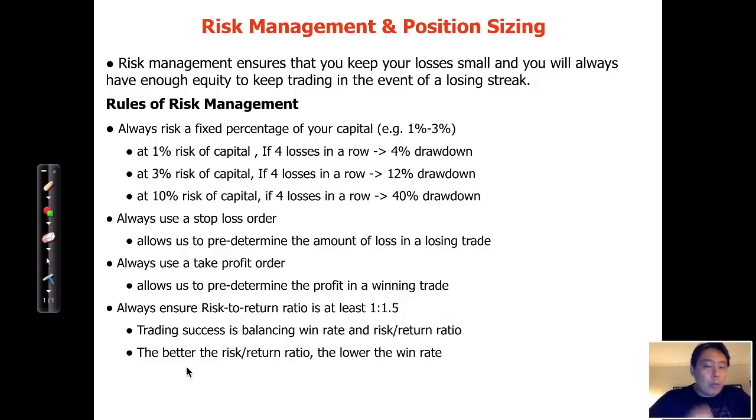Okay. So again, remember, the better the risk to return ratio, the lower your win rate. If you risk 1 to make 5, you can't get a 60% win rate. Your win rate may go down to only 30 to 40%.